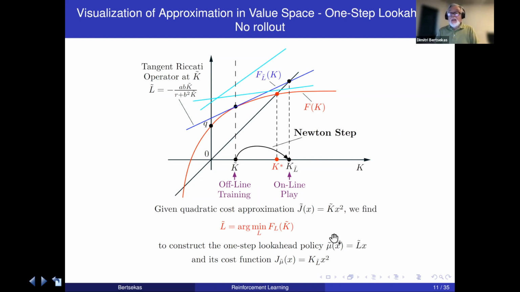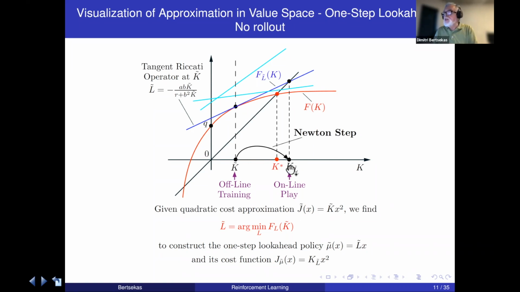So given K tilde, we obtain a one-step lookahead policy, mu tilde, which is linear, and we obtain it as follows. We go over here, pick out the tangent, and then find the point of intersection with the 45-degree line, and that gives you the cost function of the one-step lookahead policy. But this is exactly what Newton's method does. So this is the Newton step. Starting from offline training, K tilde, we obtain a policy, an online play policy, whose cost coefficient is this K_L tilde. It's a Newton step.